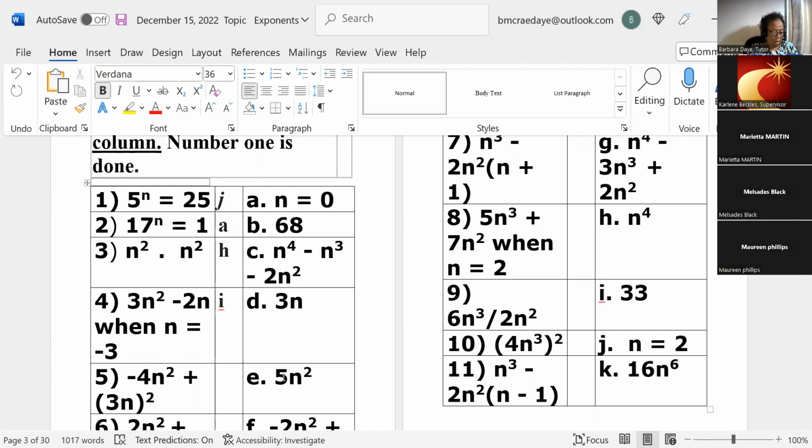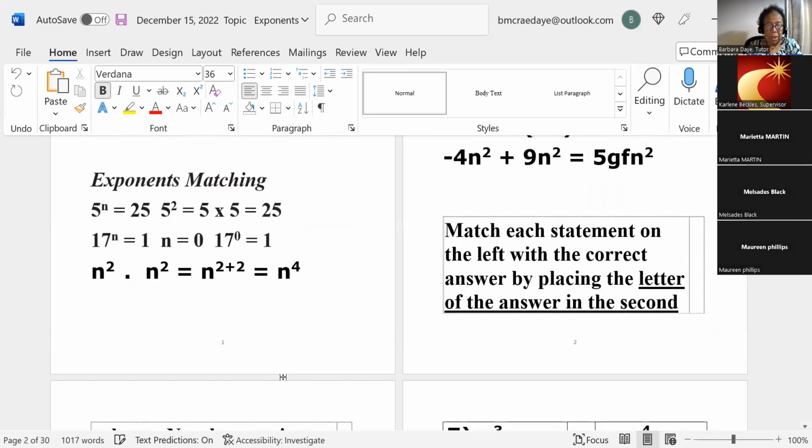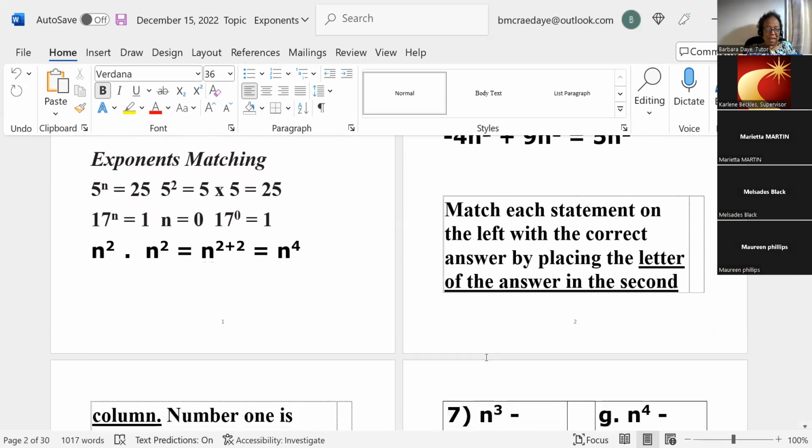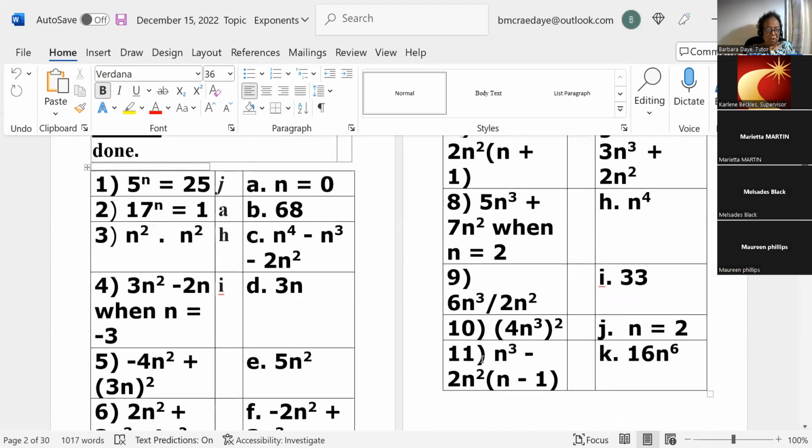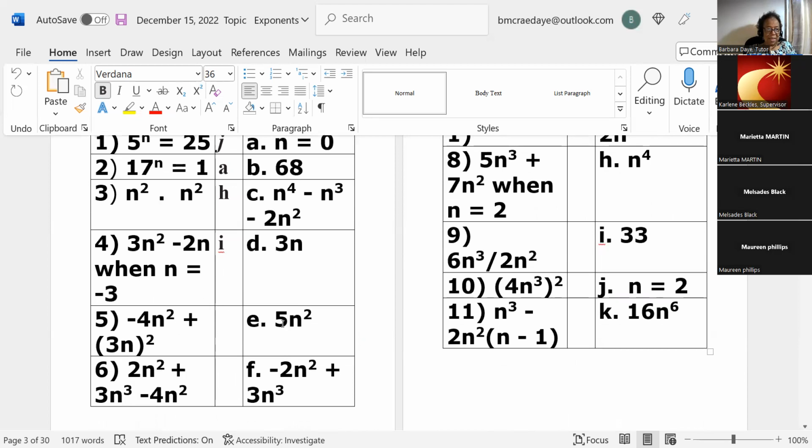Marietta didn't do that one. I think I put the E at the wrong place because I was looking at it. So 5n to the second, like I say, when you look here, is E. So number 5 is E. There's your answer. Questions on number 5?